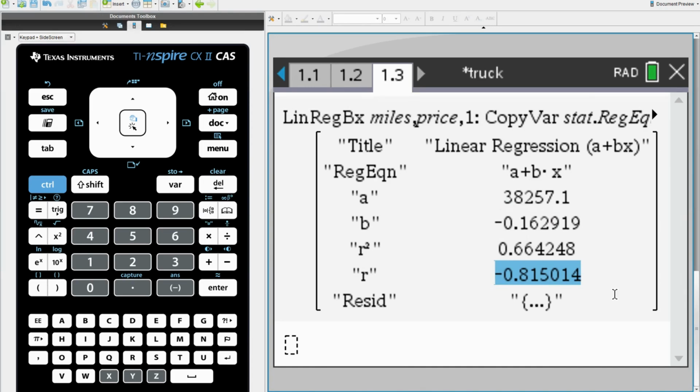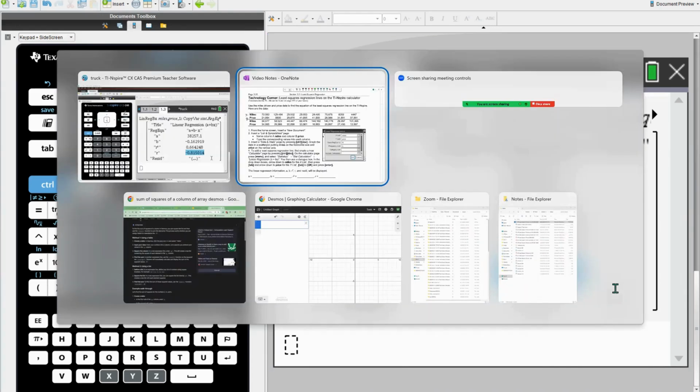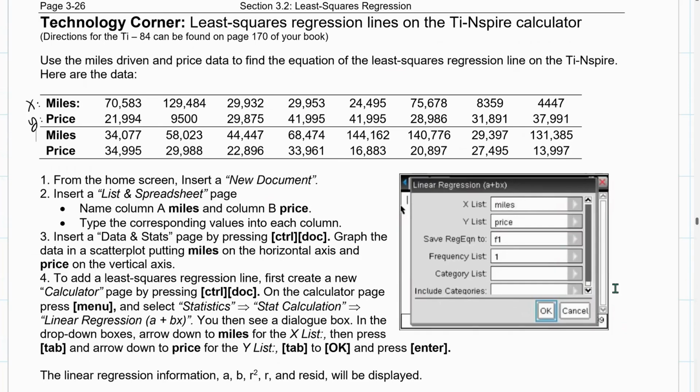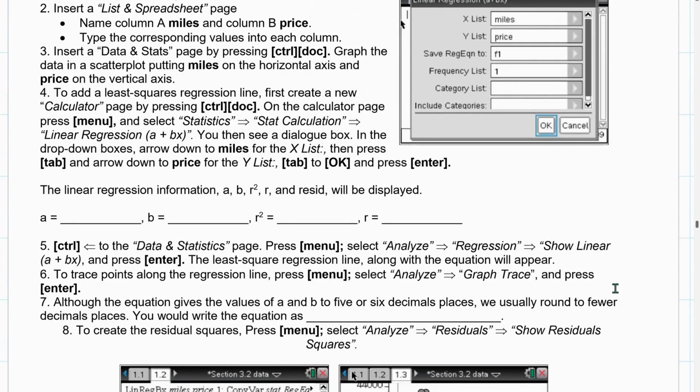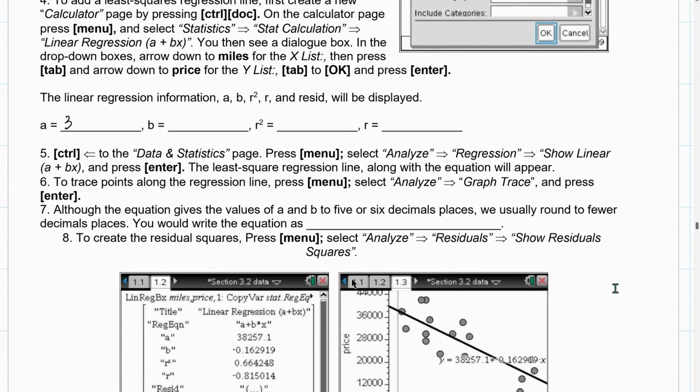So if we go back to the notes, we have got on our display that the A value again was 38,257.1, that the B value was negative 0.1629, the R value was 0.8150, and there was an R squared value, which we're going to talk about a little bit, and it is 0.6642. And again, we'll talk about the R squared value in a little bit.